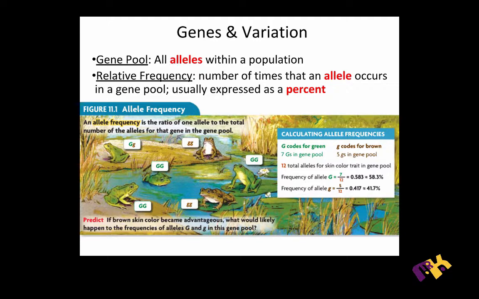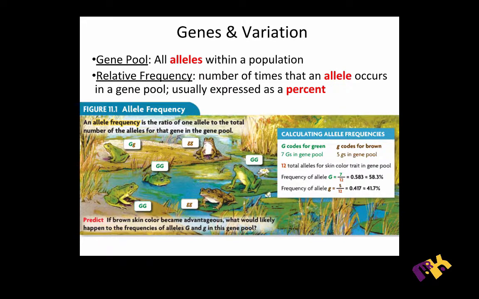So in this illustration, we have a pond of frogs, and we have big G coding for the green color, little g codes for brown. If we look at our gene pool here, as far as each individual, we have some green individuals that are big G, some green individuals that are big G, and then we have our homozygous recessive brown frogs, little g. And so we can calculate the actual allele frequencies for each allele present.